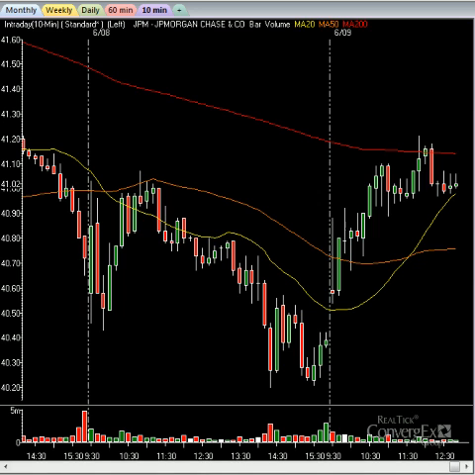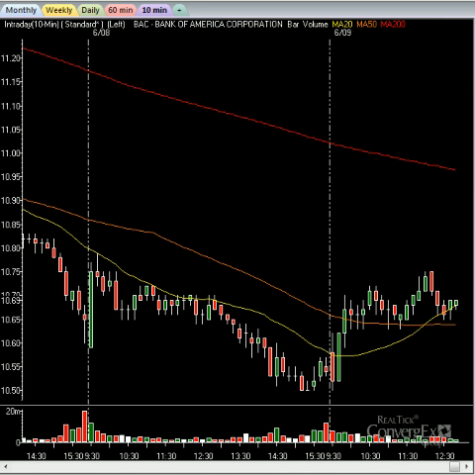JPMorgan is having a good day, up 62 cents. And of course, let's not forget Bank of America, which is up about 15 cents on the day. So beautiful rallies across the board here, guys. And again, we called for the rally on the financials. We called for the rally in the markets. We've talked about this. We've given out trades on this, and now we're reaping the rewards. All right, so good job across the board.